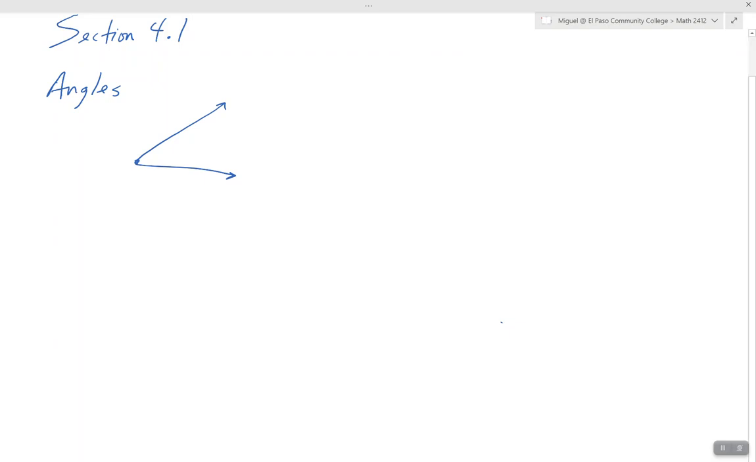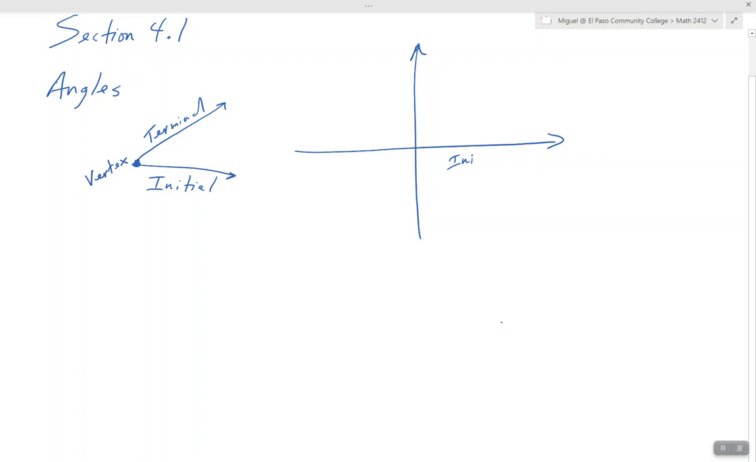We have a terminal side. We have an initial side. And this point here is the vertex. Now, usually we start measuring these from the x-axis. So this is the initial side, when we do them in the coordinate plane.